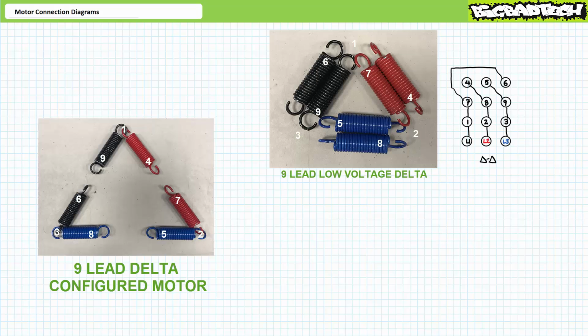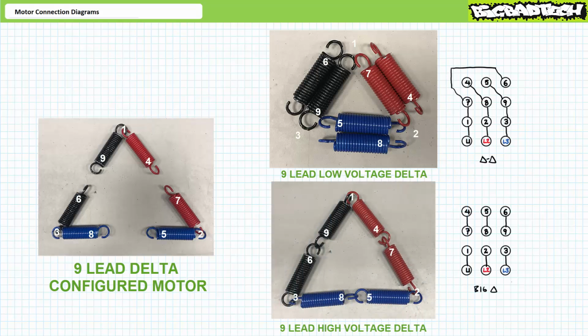For hopefully obvious reasons, low voltage delta configurations are sometimes known as delta-delta configurations. It should again be noted that parallel impedances add more paths for current. This is why the low voltage entry in a motor nameplate has twice the current as a high voltage configuration. A motor connection diagram illustrating a 9-lead delta configured motor set up in the low voltage configuration might look something like this, where L1 goes to 6-1-7, L2 goes to 4-2-8, L3 goes to 5-3-9.